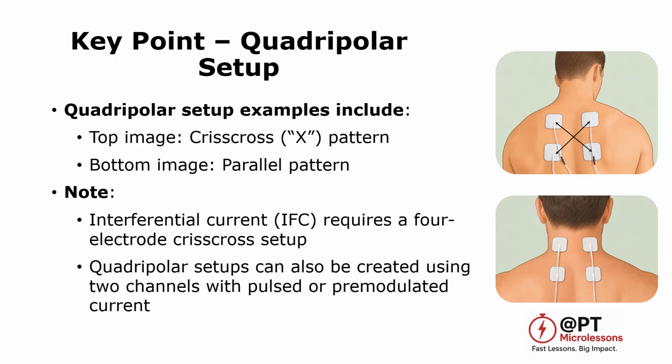With interferential current, a crisscross setup is required because the currents intersect within the tissue. However, when using pulsed or premodulated current, you can create a quadrupolar setup with 2 channels using either pattern.